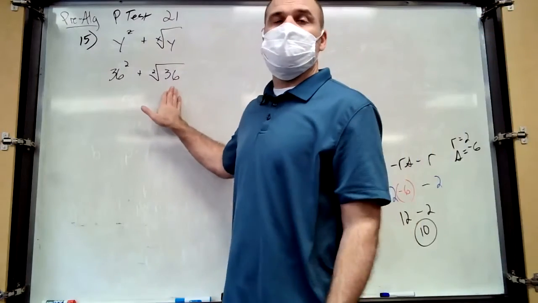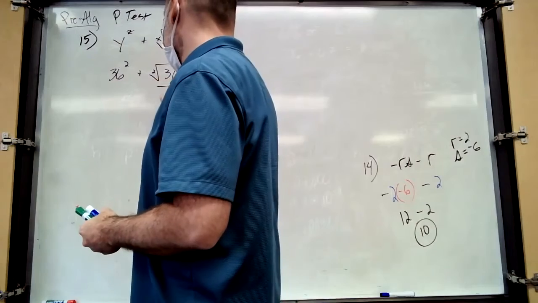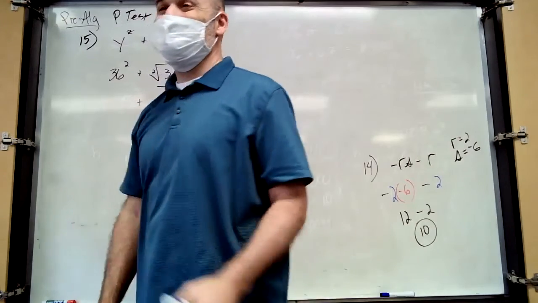Okay, so this is 6. Square root of 36 is 6, right? What number times itself is 36? It's 6. But what's 36 times itself?